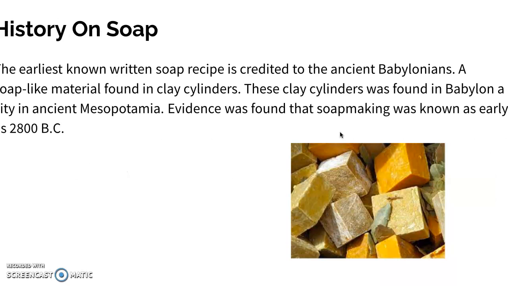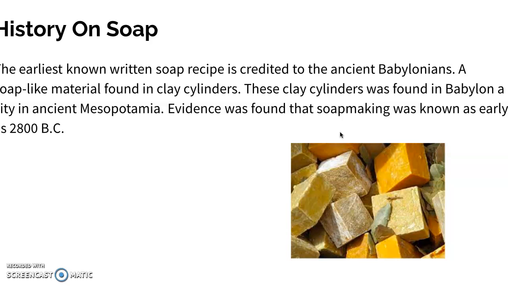So, a little history for you guys. I know this is chemistry, but we all need to know the background of soap and where it came from. The earliest known written soap recipe is credited to the ancient Babylonians, a soap-like material found in clay cylinders. These clay cylinders were found in Babylon, a city in ancient Mesopotamia. Sorry if I pronounced that wrong. Evidence was found that soap making was known as early as 2800 BC.